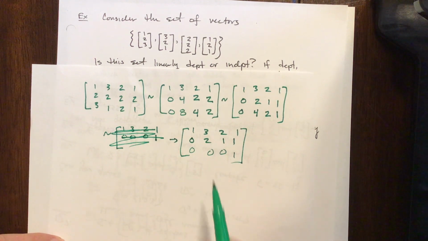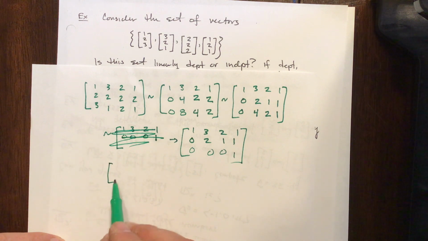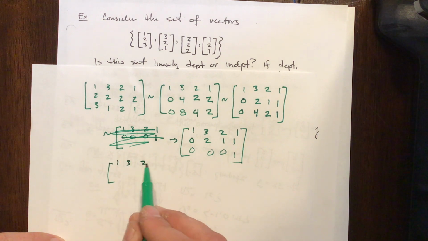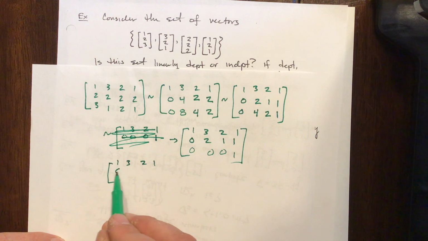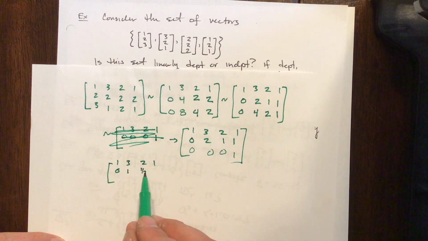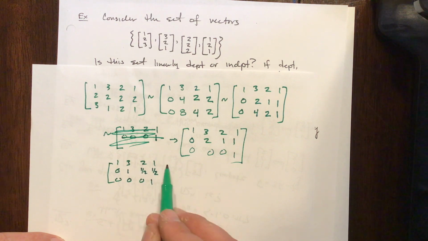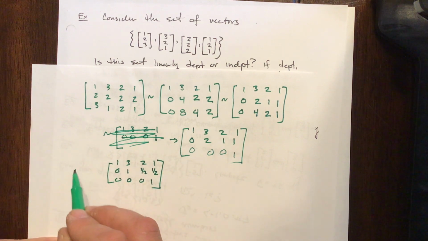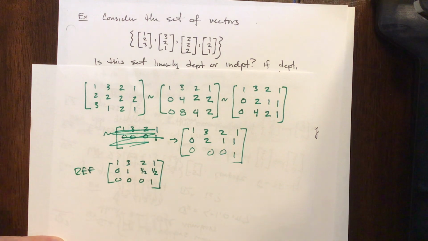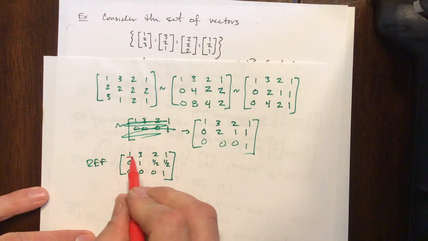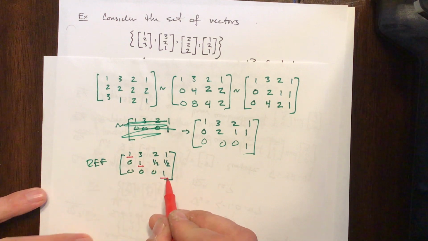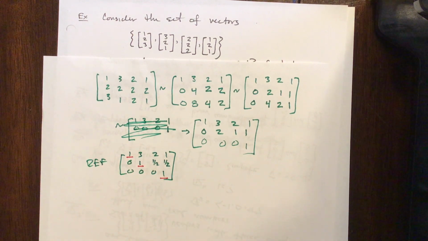We're going to take this row and divide by 2. So we have 1, 3, 2, 1 on top, 0, 1, 1/2, 1/2, and 0, 0, 0, 1. Now, that's row echelon form. Pivot, pivot, pivot.